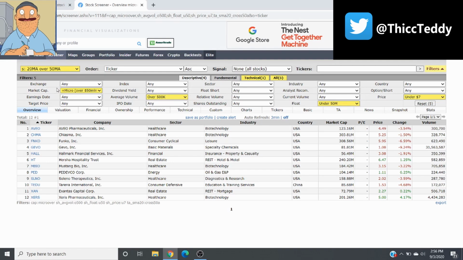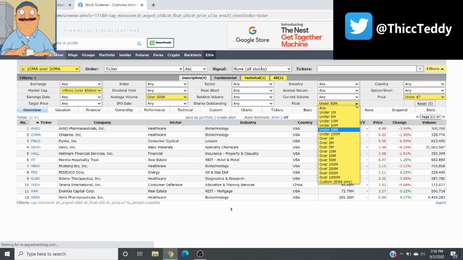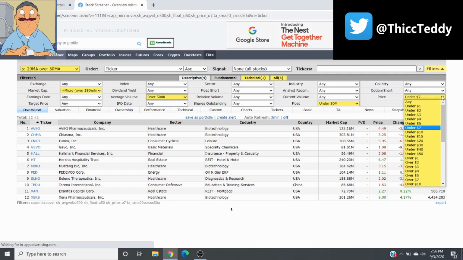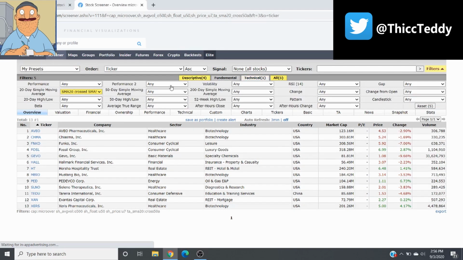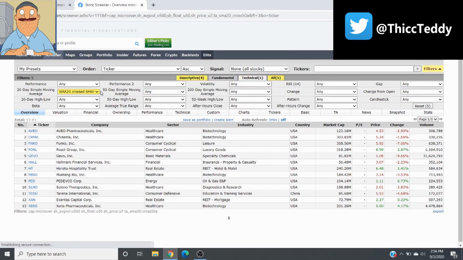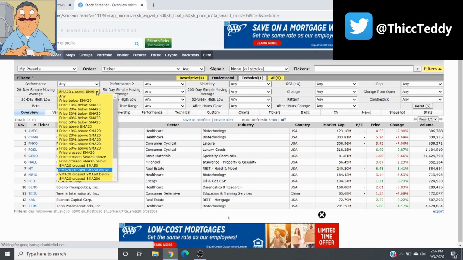So first off, we have market cap. We're going to do market cap over 50 million. And then average volume, we're going to do over 500K, just so that we know people are trading the stock. Float, we want to do under 50 million so that we know that it can move easily with volume. Price, I do under 7 or under 10 on most of my screeners, and for this one, I did under 7. And then the only technical that we need on this one is SMA 20 crossed SMA 50 above.